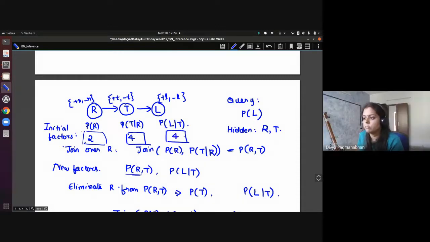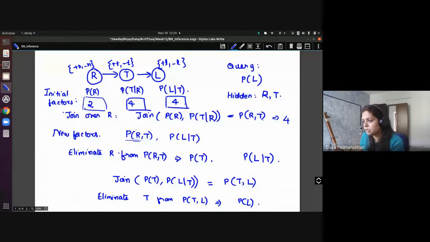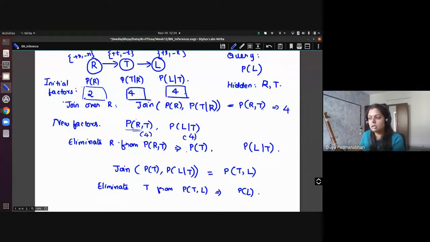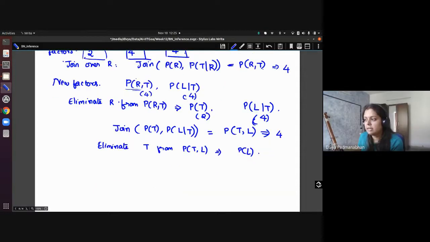Now when you joined over P of R and P of T given R, how many entries are there in this one? 4. So each of these had 4 entries in the table. And when you eliminated R, how many were there in P of T? 2. And P of L given T had 4. What about this join operation? 4 values. And finally, this one? 2.